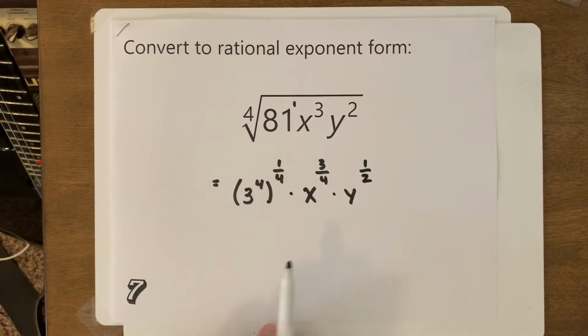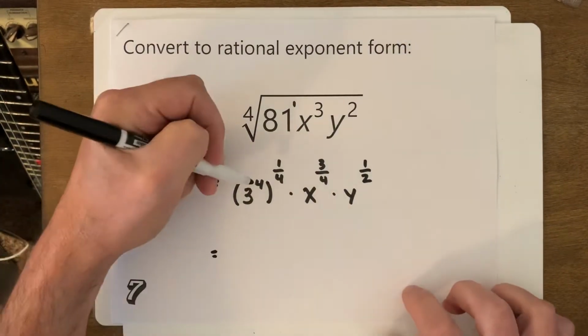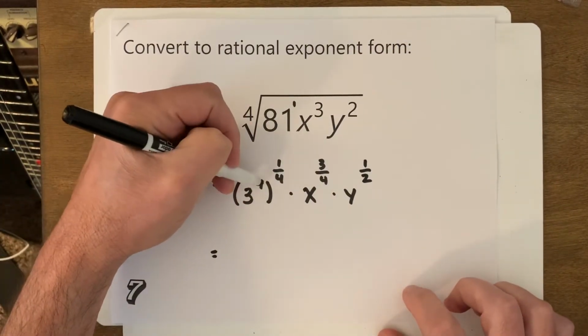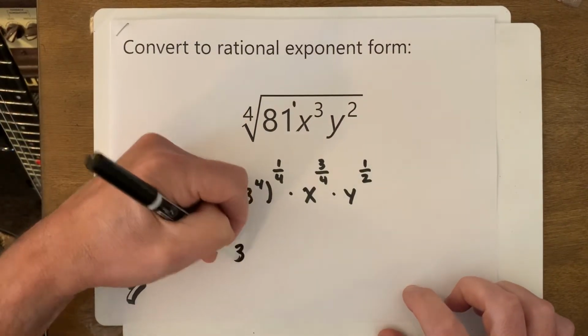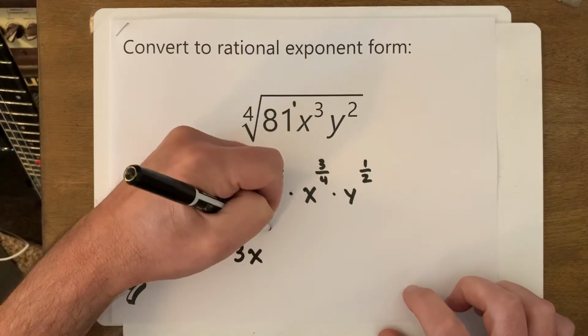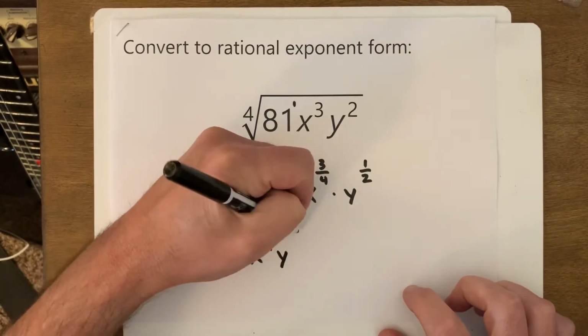All right, so let's see if we can do this one more time. This right here can be simplified. 4 times 1/4 is basically 1. And so you're going to get 3 x to the 3/4 y to the 1/2.